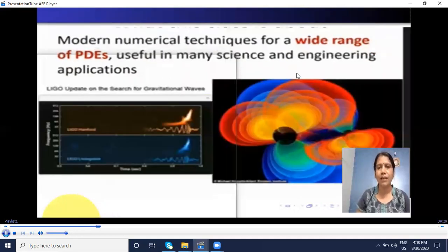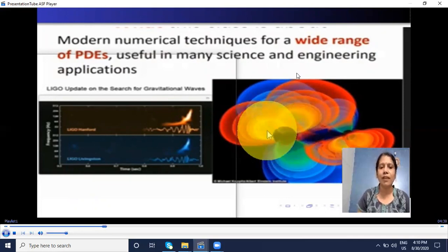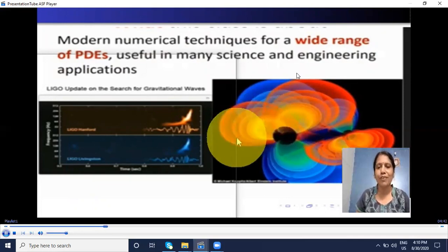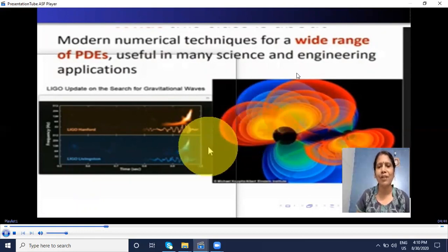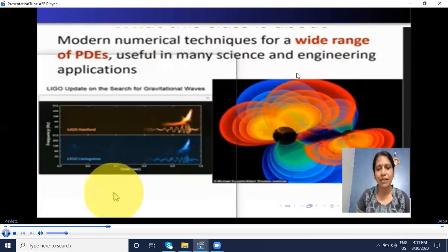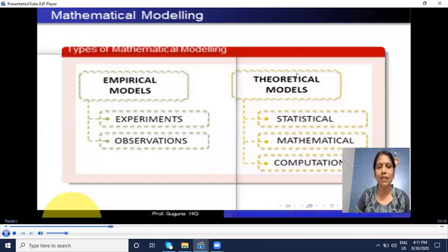And another example, this is the modern numerical technique of a wide range of PDEs, partial differential equations, which are useful in science and engineering applications. So this diagram represents the gravitational force of the earth. By using these waves, we now have a lot of TV programs and even radio. All this broadcasting is possible by using these waves. Even satellites, space technology and space research, everything is working based on this, and we prepare the models for this, and based on that it is calculated.